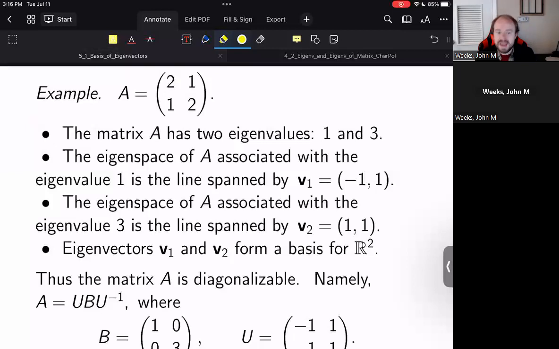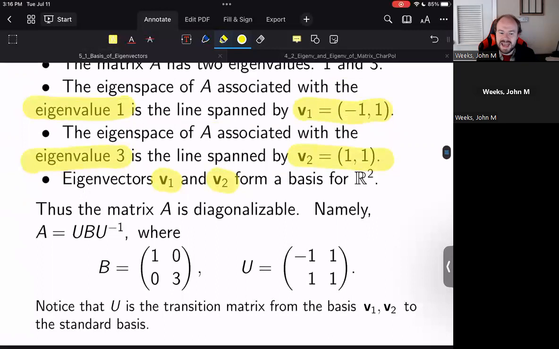The eigenspace of A associated to eigenvalue of 1, remember, was this vector, and the eigenvalue of 3, so this line spanned by 1, 1. And these two eigenvectors form a basis of R2 because they must. They are linearly independent. All right. Thus, the matrix A is diagonalizable.